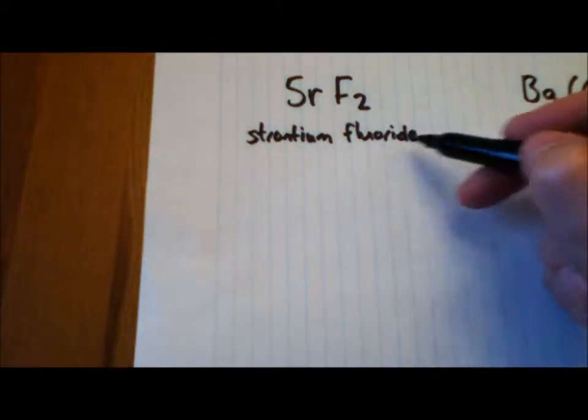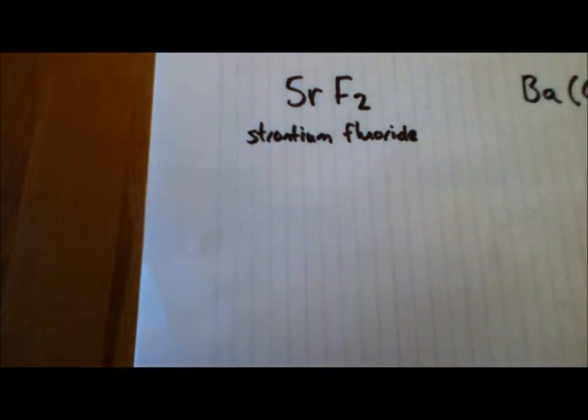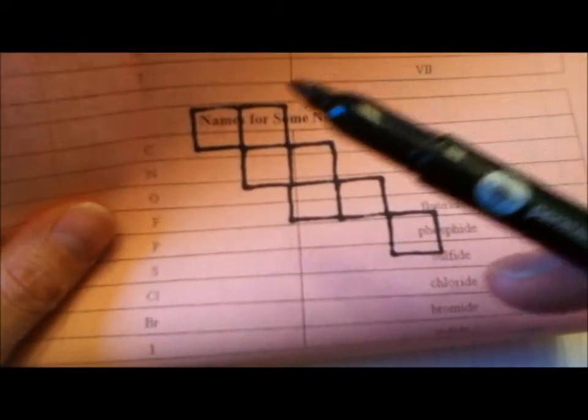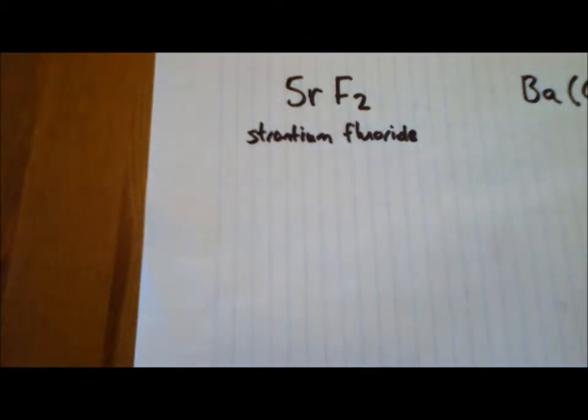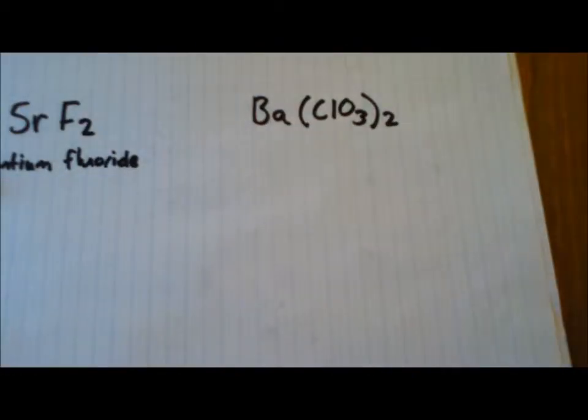And again, I end the name in -ide, and if you recall, fluorine is actually fluoride. Remember, you have to end the name in -ide. So here's the second example, Ba(ClO3)2. What I want you to do is pause the video and try to do it.